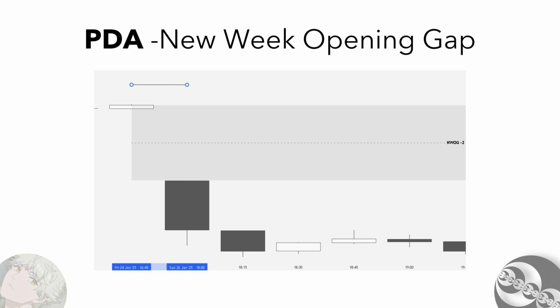Next, we have new week opening gaps and new day opening gaps. These are gaps that are created from the inactivity period in the market. To mark out the new week opening gap, you want to look at the close of your last candle from Friday and the open of the first candle on Sunday, and that gap will be your new week opening gap.